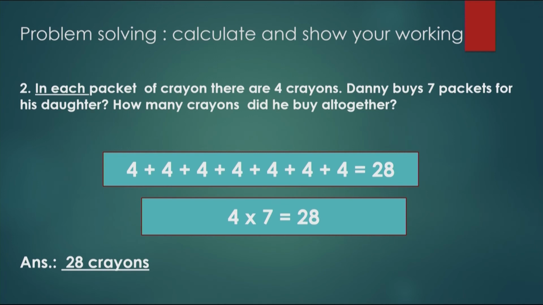Number two, in each packet of crayons, there are 4 crayons. Danny buys 7 packets for his daughter. How many crayons did he buy altogether? Did you try with addition? 4 add 4 add 4 add 4 add 4 add 4 add 4, which gives a total of 28. Four was added 7 times. It can be written as 4 times 7, which equals 28. So the answer is 28 crayons.